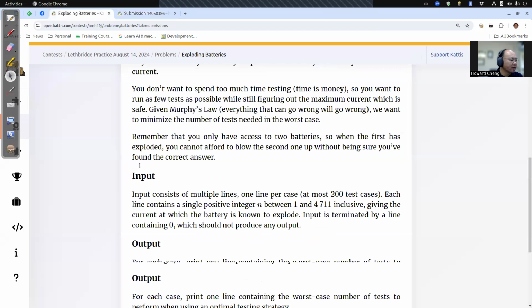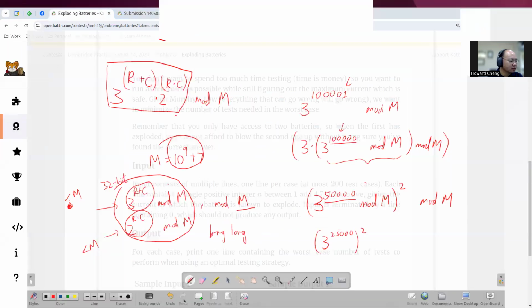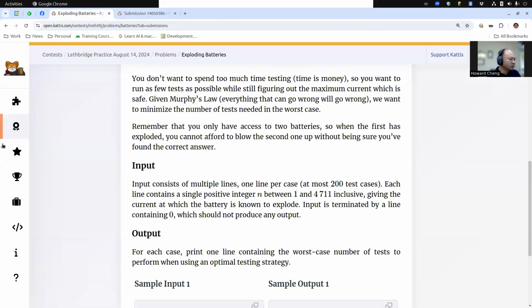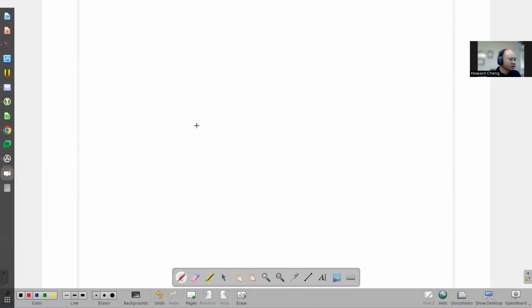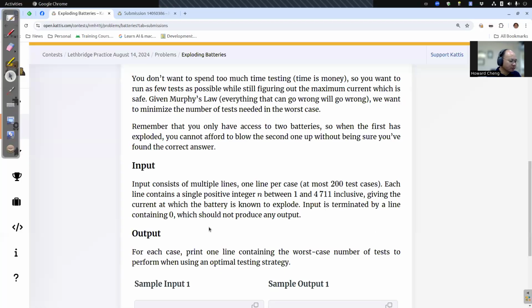Okay, last problem: exploding battery. You can read the problem, but maybe I'll just explain it here. You have a battery, and this battery can take a certain amount of current. The current it can take could be anywhere from 1 all the way up to some number, 4711, is it? Let me just quickly check. 4711.